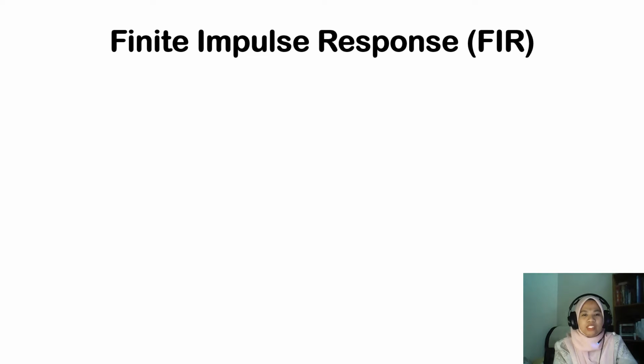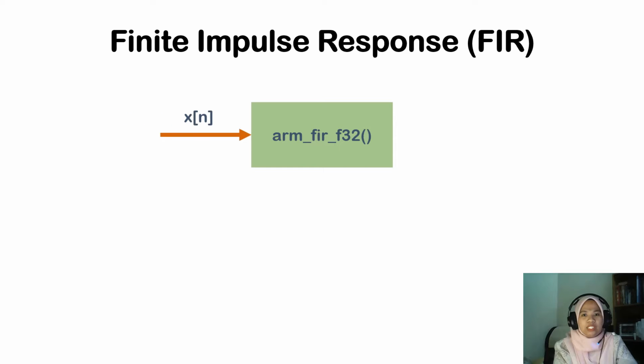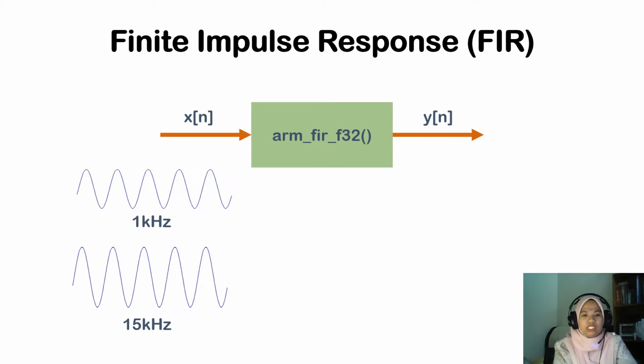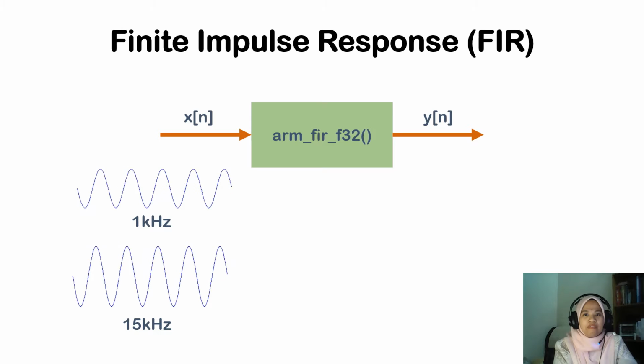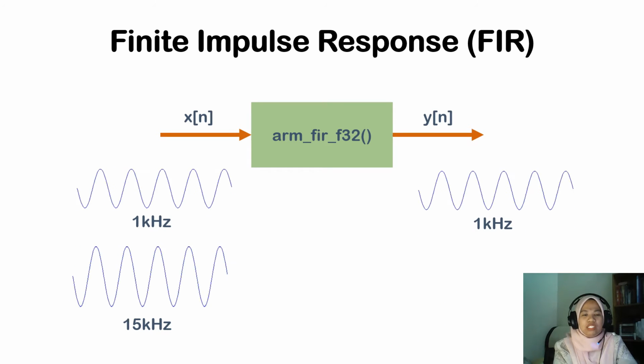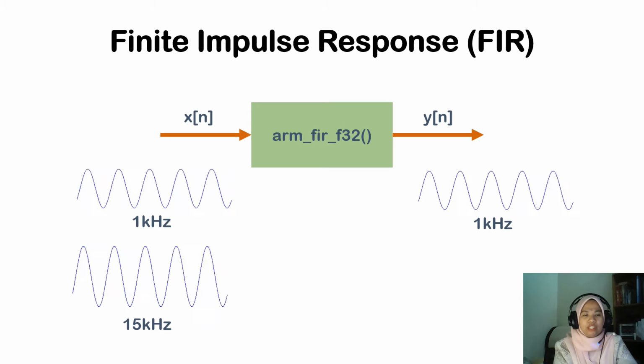Finite impulse response can be simply understood as a filter that removes the high-frequency signal component from the input and produces a cut-off frequency at the output signal. Let's say the input signal is a sum of two sine waves, 1 kHz and 15 kHz. The FIR filter will eliminate the 15 kHz signal, leaving only the 1 kHz sine wave as the output.